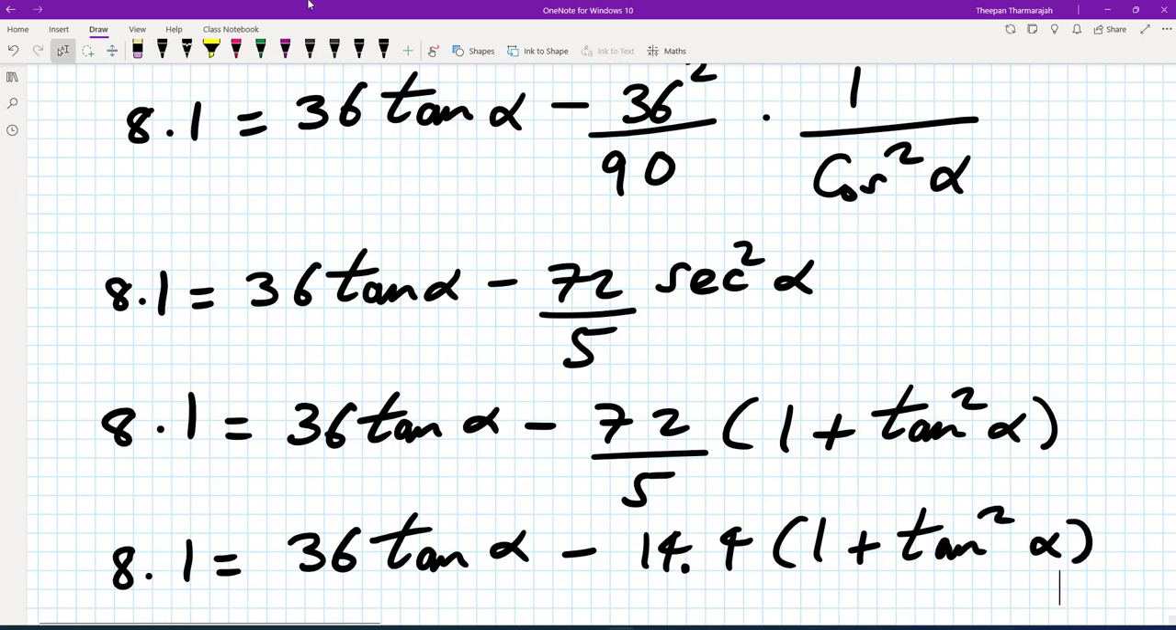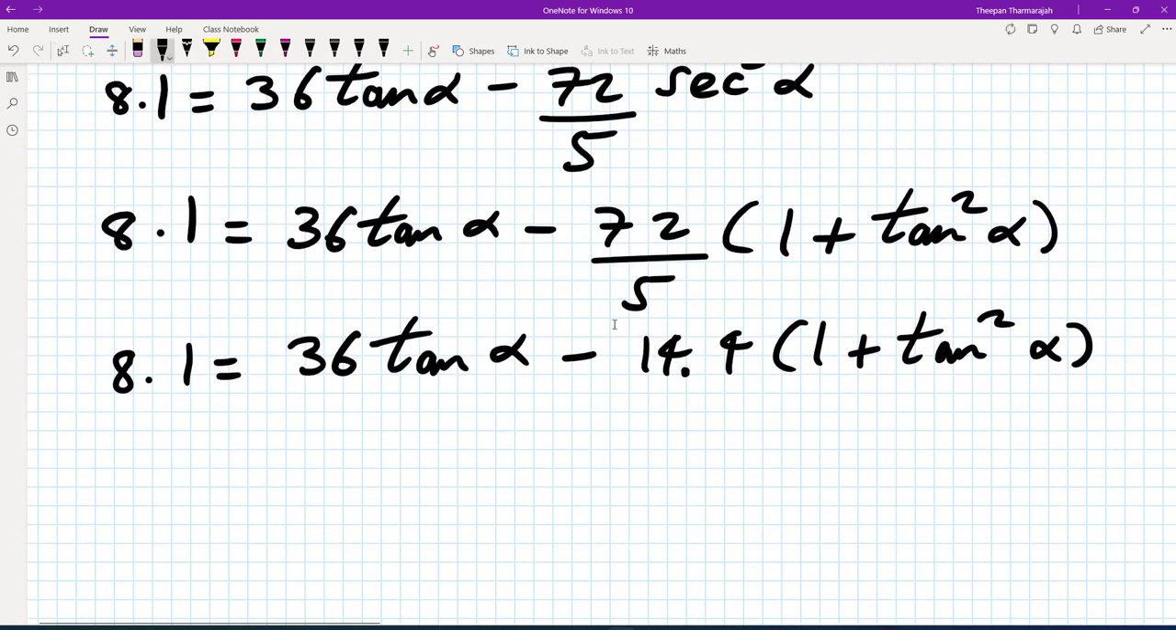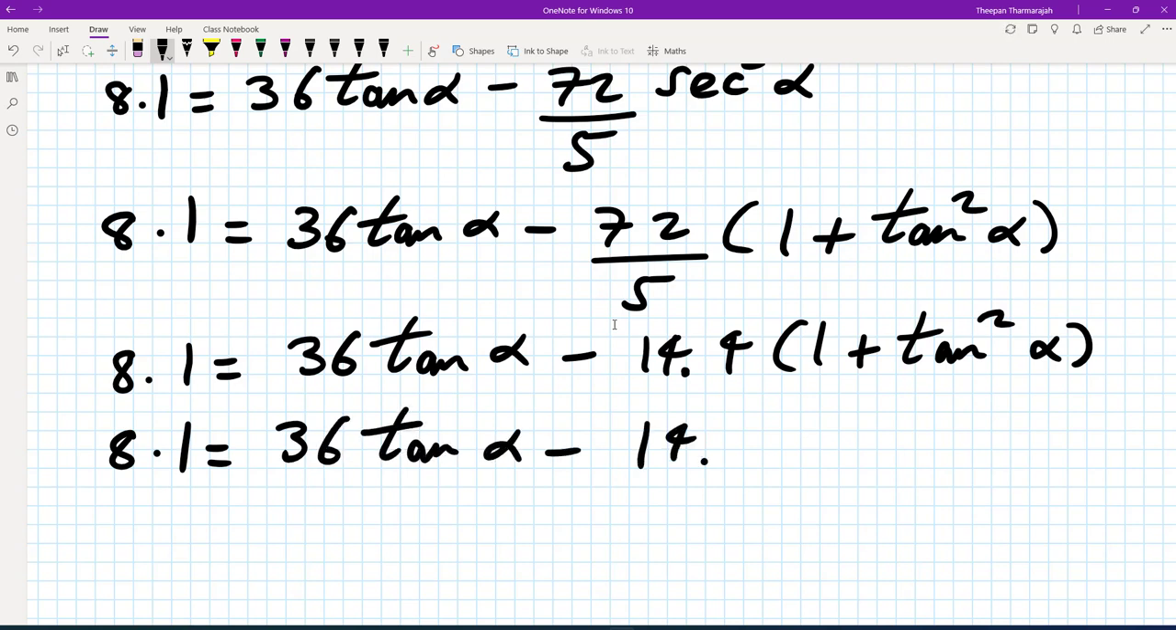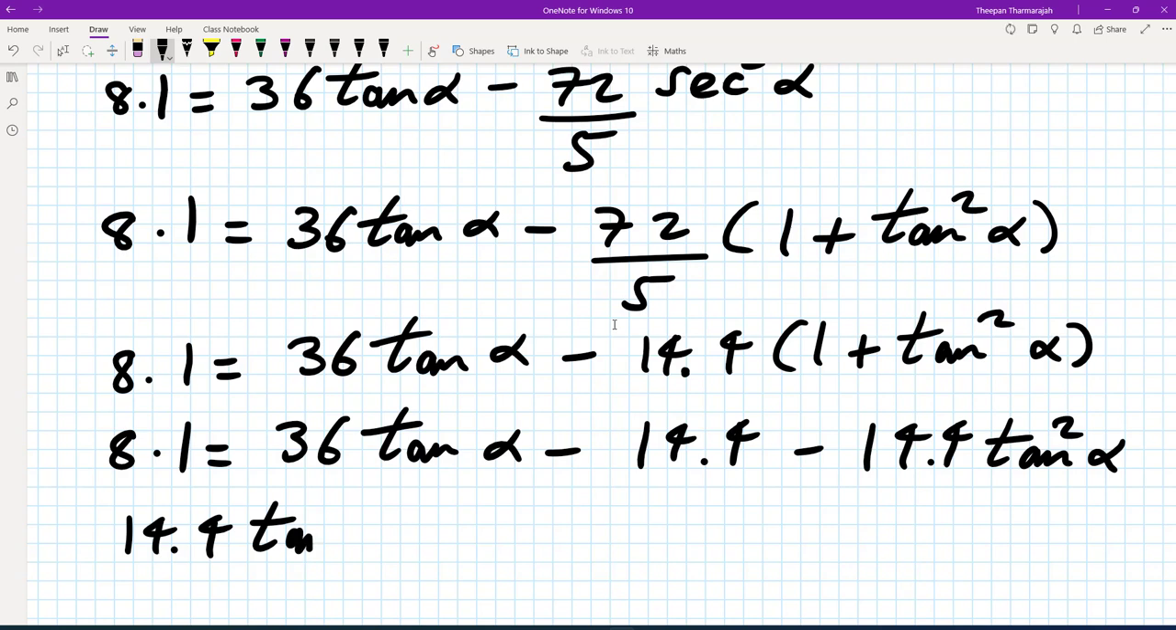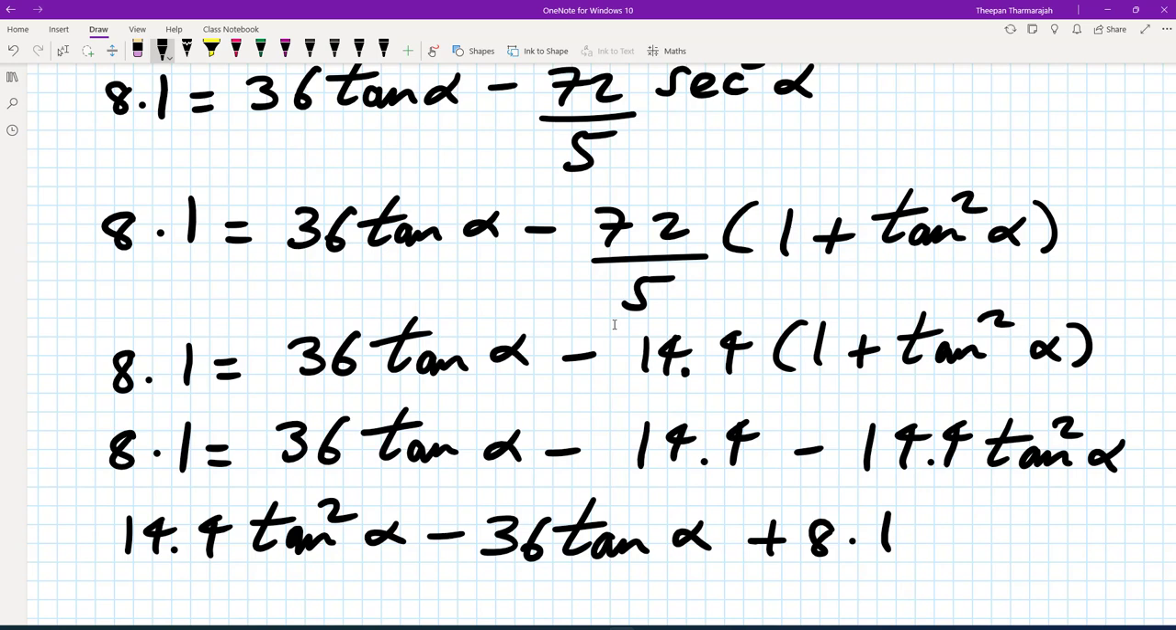And that gives me the following here. 8.1 equals 36 tan alpha minus 14.4 minus 14.4 tan squared alpha. So I get 14.4 tan squared alpha minus 36 tan alpha plus 8.1 plus 14.4 equals 0.